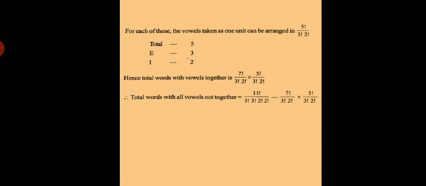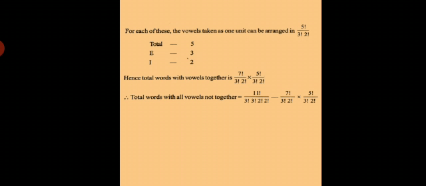For each of these, the vowels taken as one unit can be again arranged as 5 factorial upon, in that E is repeated 3 times, I is repeated 2 times, can be written as 5 factorial upon 3 factorial into 2 factorial. Hence, total words with vowels together is 7 factorial divided by 3 factorial into 2 factorial into 5 factorial upon 3 factorial into 2 factorial.